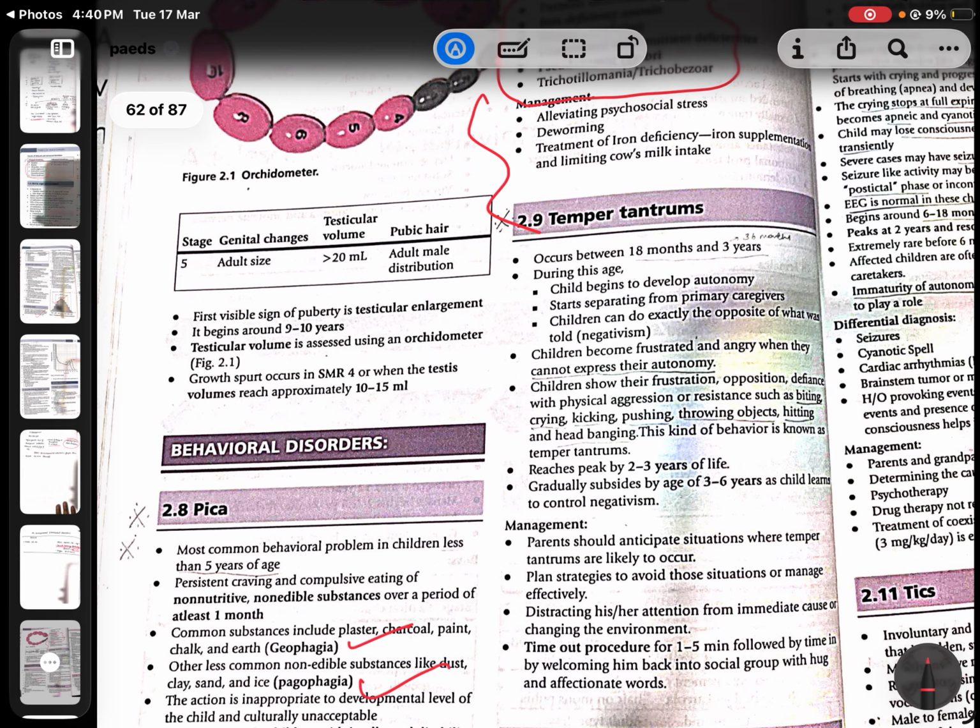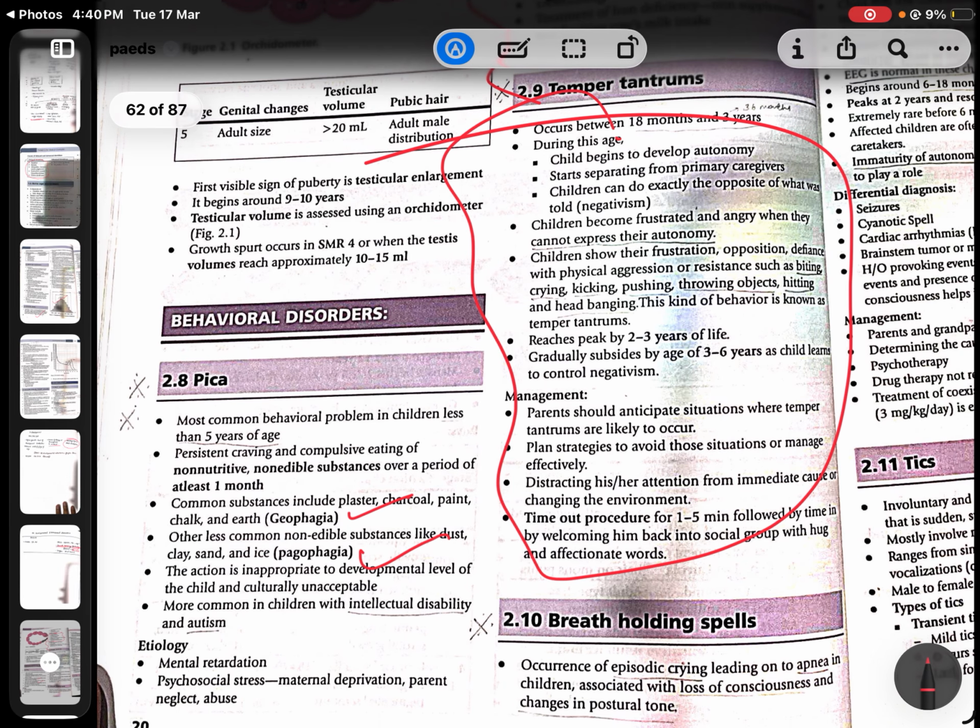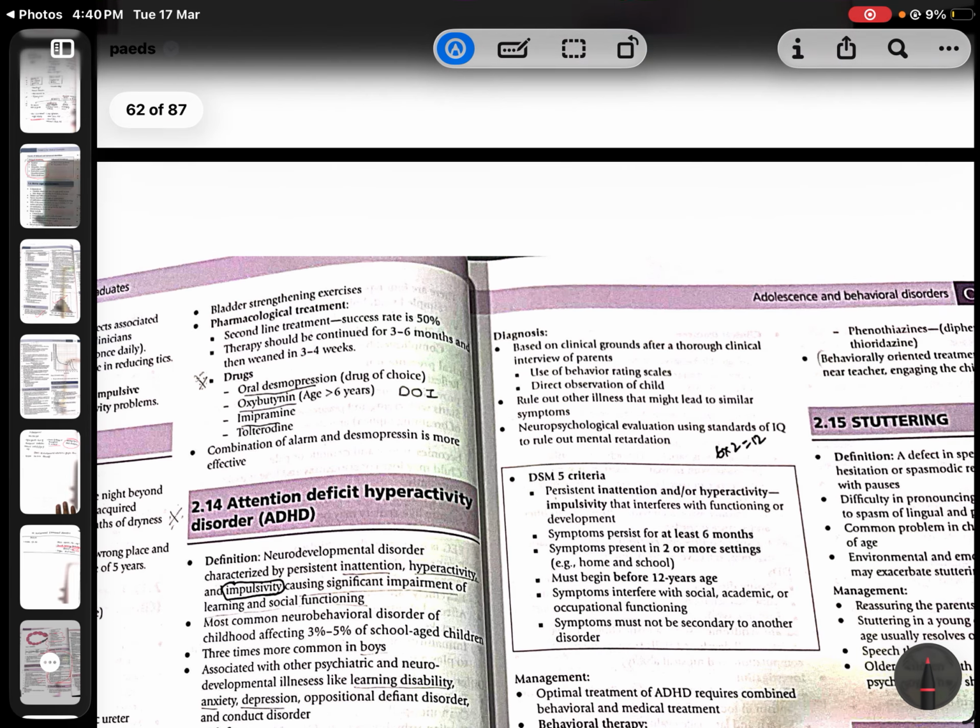And also temper tantrums. Again, this is one of the things which can predict whether the child has any other psychological conditions also. So make sure you study this part accordingly. The major thing is the management, which you need to write in and out. Breath-holding spells we have discussed, so I'm not discussing much.